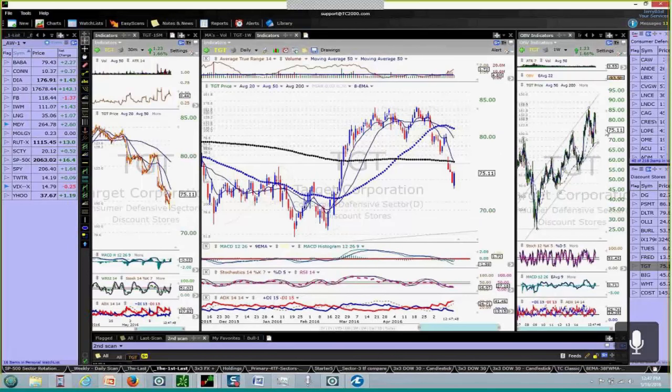Okay, and where are we in the trend channel? At 75 right now. We have room to drop down to 65 or so, and we have room to jump up to about 90. That's on a weekly chart.